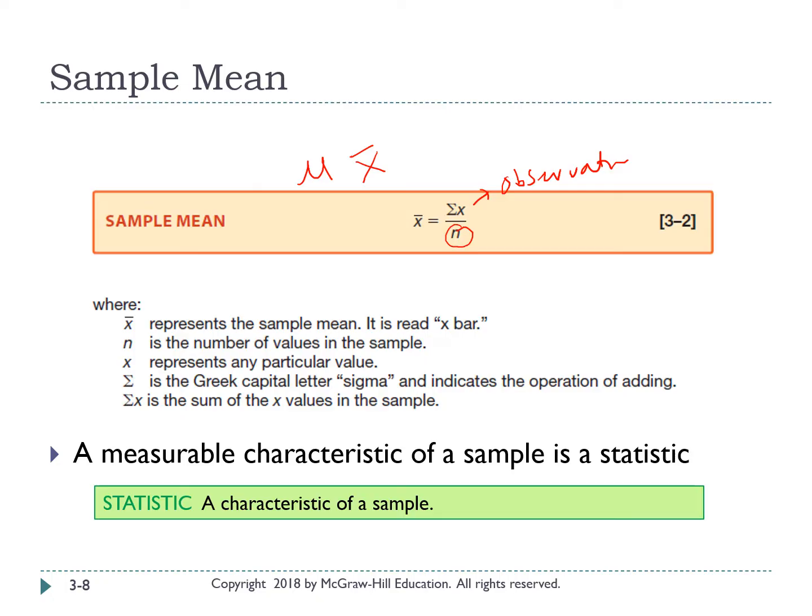Any measurable characteristic of your sample is called a statistic. It means that when you have computed your x bar equals the summation of x divided by n, and you got a value, for instance 2.5, this 2.5 you call a statistic. But if you compute the population mean, you call the value a parameter. So you should be able to distinguish what is a parameter and what is a statistic. A statistic is just a characteristic of your sample.